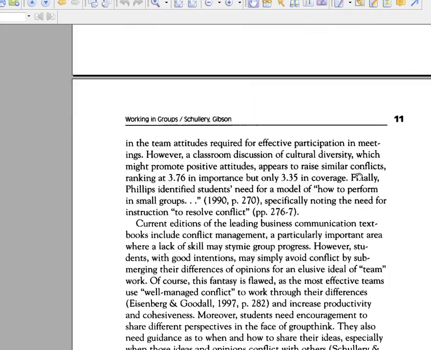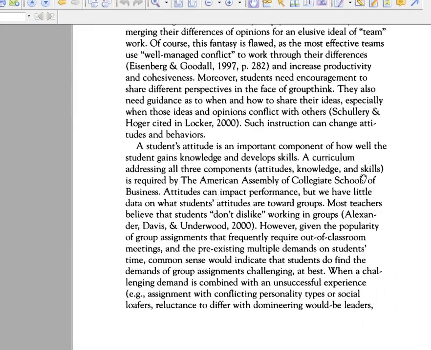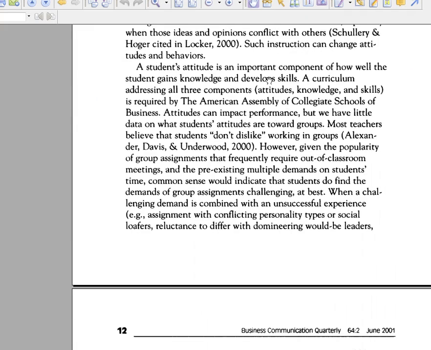Page 11 we have here in our text, and here is the paragraph that we're going to talk about. Let's read the first sentence together. "A student's attitude is an important component of how well the student gains knowledge and develops skills." To put this into context, this is a paper looking into how students work in groups and how they feel about that, how they develop skills to manage those.